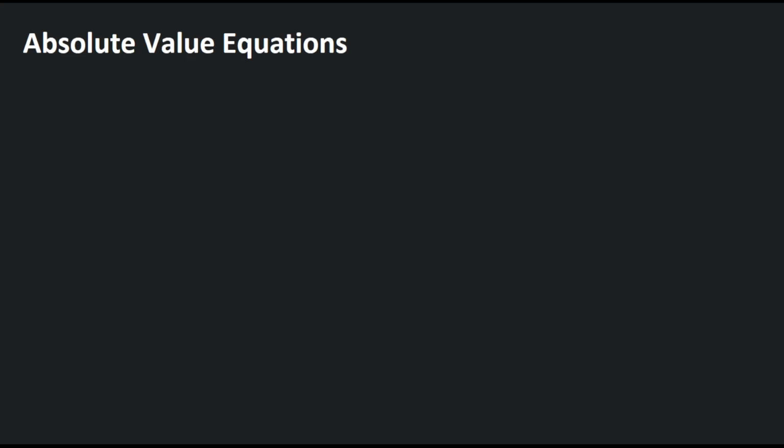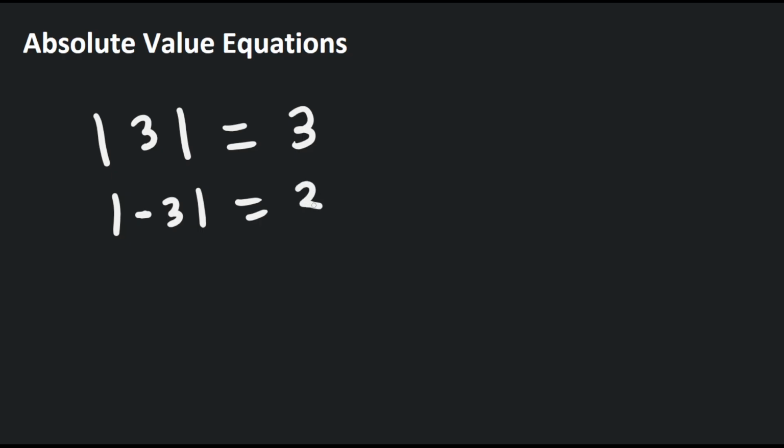Hey everyone, in this video we'll learn about how to deal with absolute value equations and how to solve them. So just as a reminder, what does it mean to take the absolute value of a number? Let's say the absolute value of 3. All the absolute value does is make whatever's inside the absolute value positive. So 3 is already positive, so the absolute value of 3 is simply 3. And the absolute value of negative 3 is also 3.